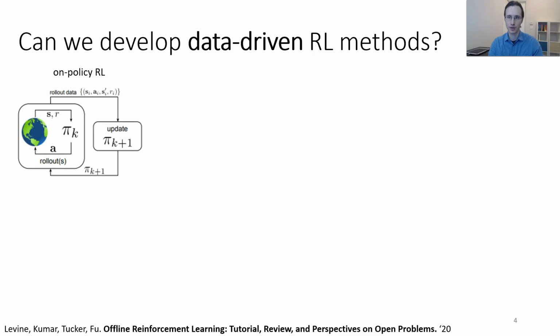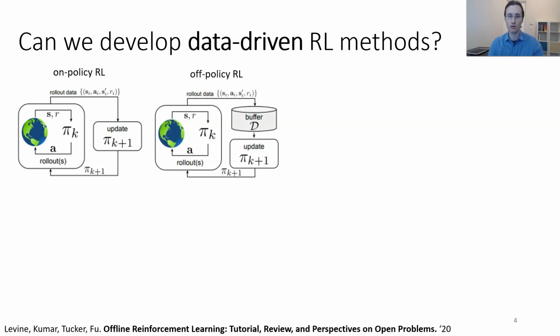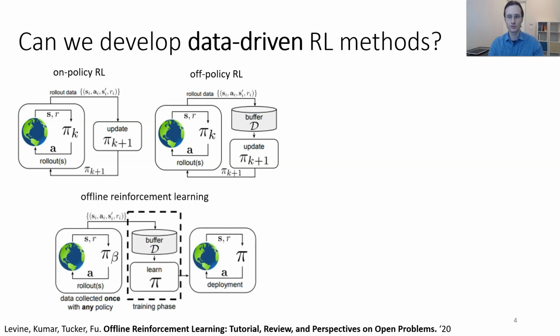The standard RL framework is an on-policy framework where you interact with the world using your current policy pi_k and then update that policy to get pi_k plus 1. Off-policy reinforcement learning extends this idea to also store data from all of your past policies in a buffer. Offline reinforcement learning takes this point even further. Offline reinforcement learning is essentially off-policy RL, but with an additional change to the protocol where we don't assume anything about the policy that collected the data, so the data was collected by some behavior policy pi beta, which could have been even a hand-engineered strategy or even a person.